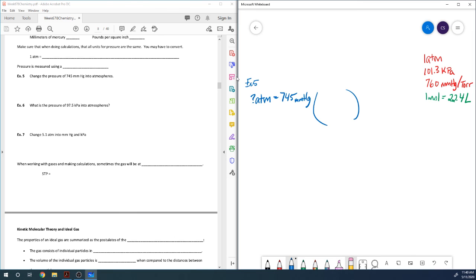Open our parentheses. What's on top goes on bottom. We can look right here. 760 to 1 ATM. Okay? Cancel, cancel. You're left with what you need. So you should do 745 divided by 760, which is 0.98 ATM. Okay. If you're doing ATM and you get a really high number, something is wrong. Okay? ATM should be super low because, like I said, our normal is 1.